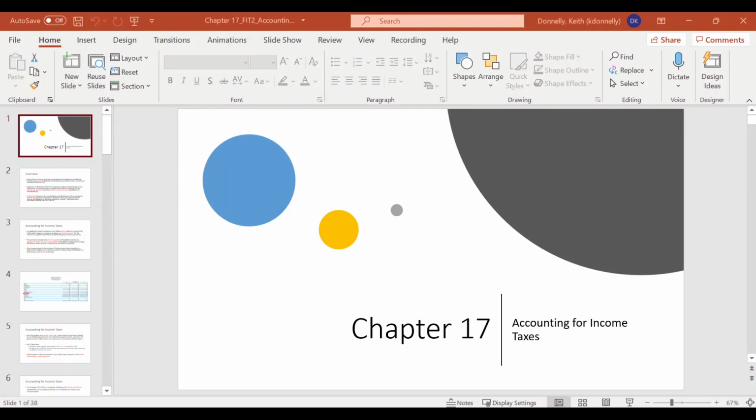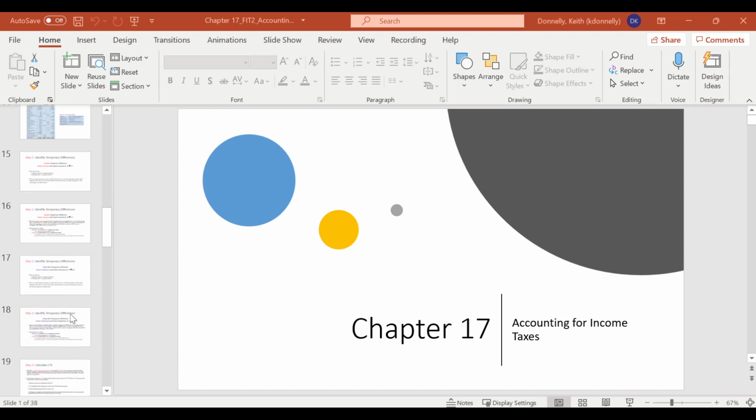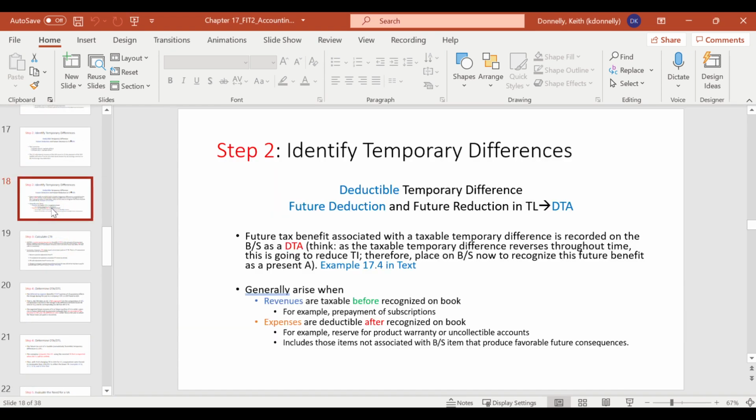Okay, hi everyone. This is going to be the second lecture for Chapter 17. Again, we're dealing with accounting for income taxes here. We finished off, we said that there's a multiple step process to calculate this. Specifically, what are we trying to do, right? We're trying to find the provision for income tax expense on our financials.